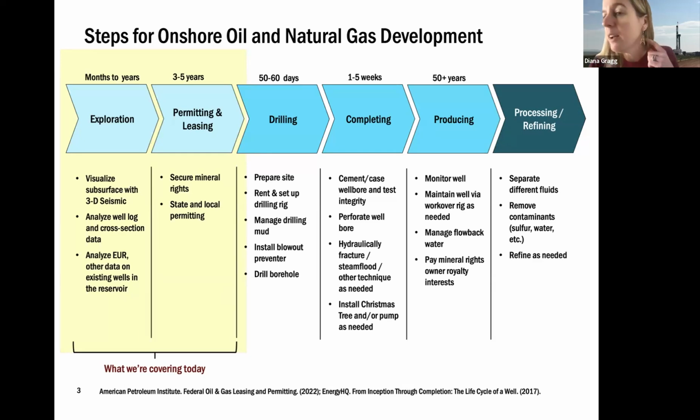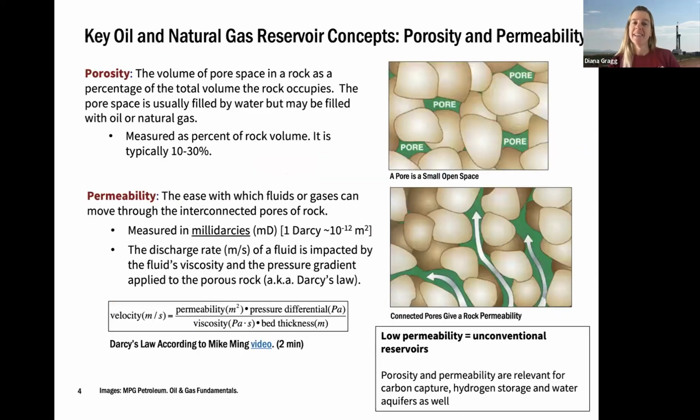So in honor of this, I've got my drilling earrings on. This is an oil derrick. You probably recognize it. That's how we do the drilling. We do some drilling in the exploration and permitting side as well as when we start doing the drilling for actually producing the oil. So we'll talk a little bit about that today.